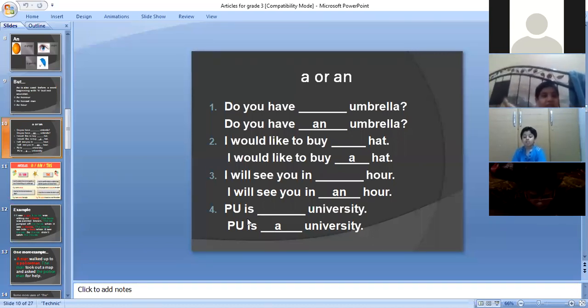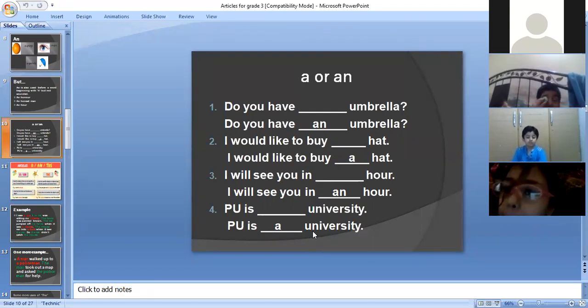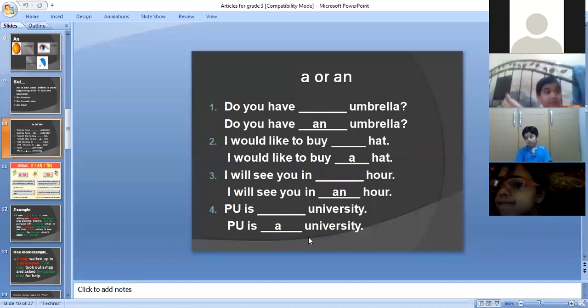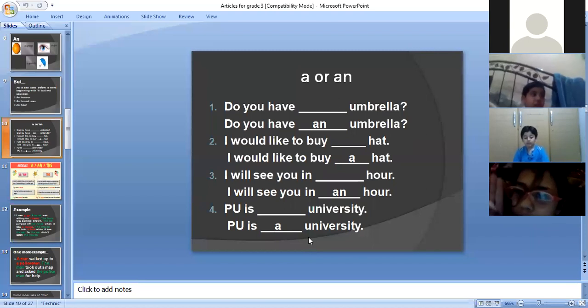Next, PU is dash university. So now we have to use "a" or "an" before the word university. U, though it is beginning with a vowel, is giving us a consonant sound. Yes, PU is a university.